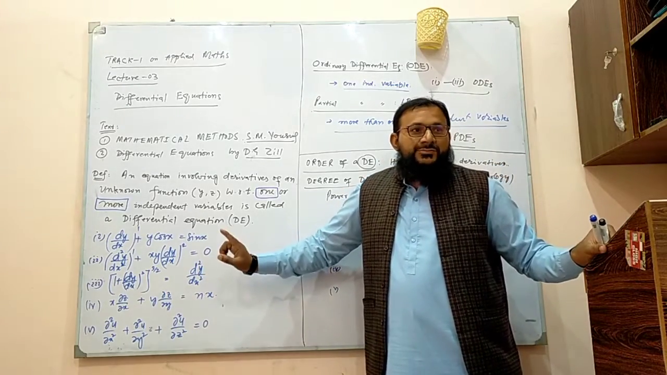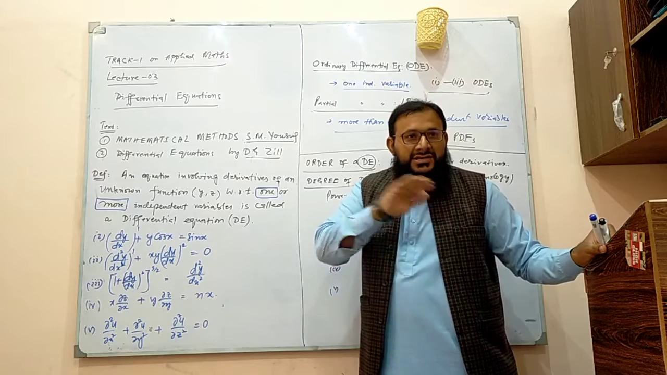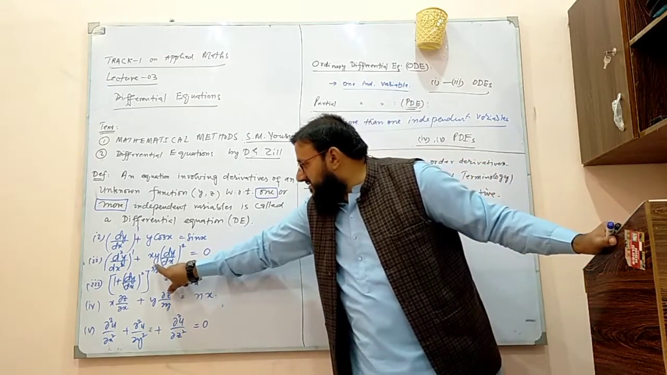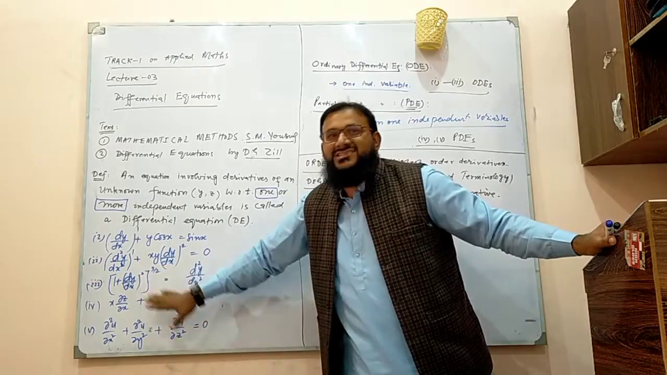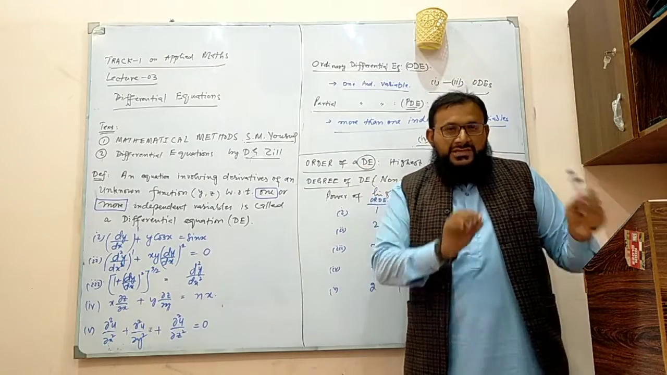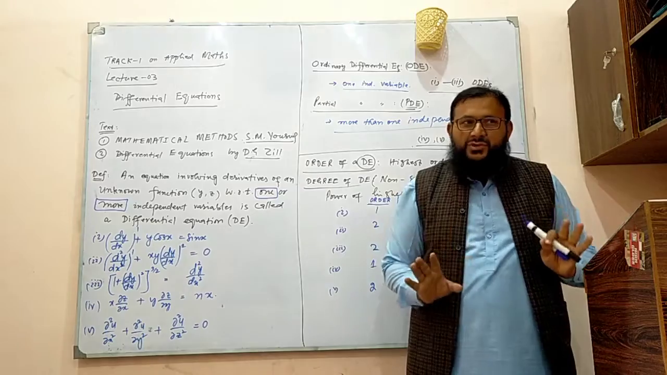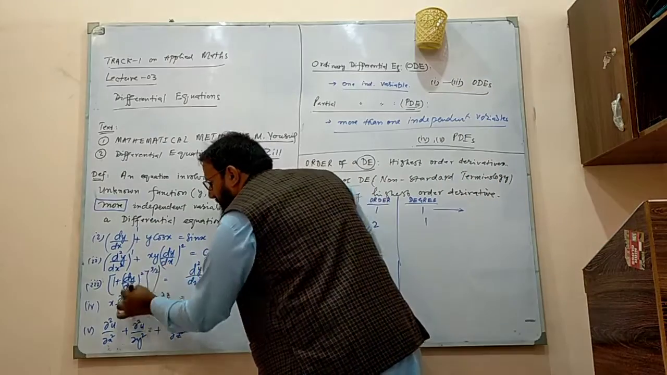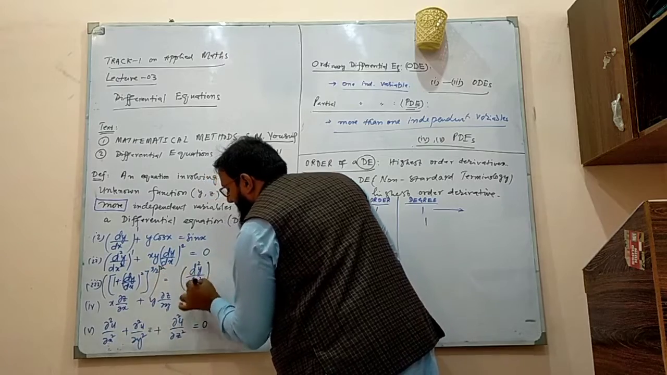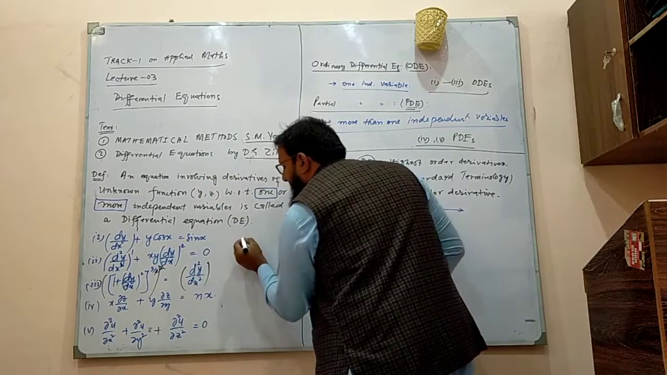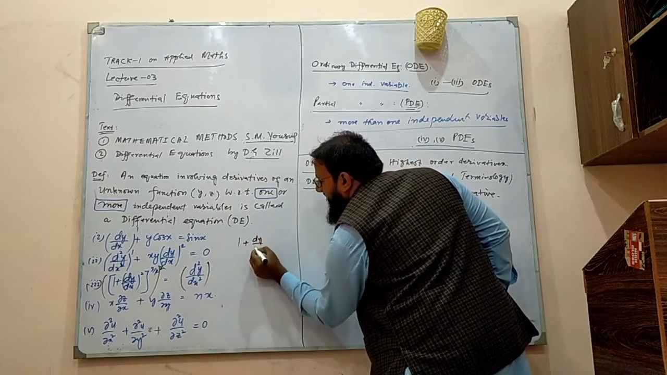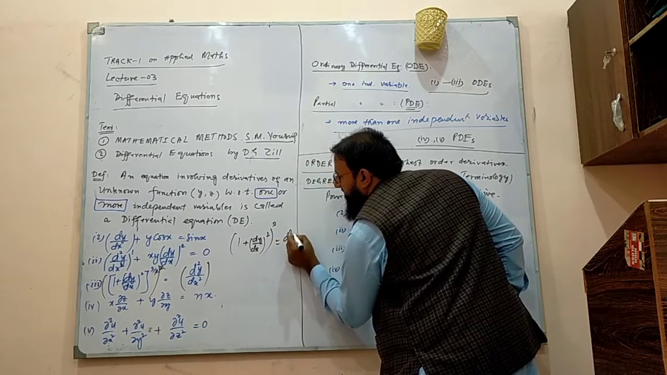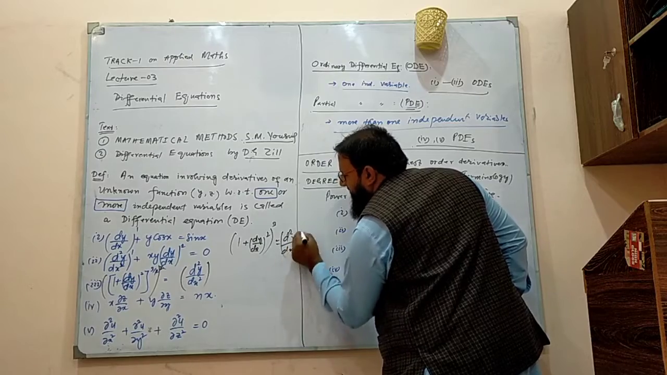In theory, you are supposed to cancel all the radicals and all the fractional powers. What is the problem here? The power is 3 by 2. You should cancel the 2 in 3 by 2; the 3 can be there. So what you do here basically is square both sides. Then this 2 gets cancelled and we get 1 plus dy by dx raised to power 2, whole cube, equals d2y by dx2 whole squared.